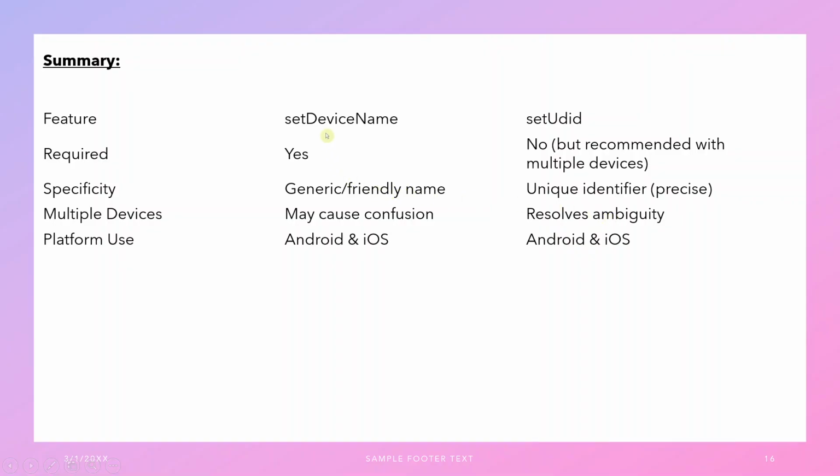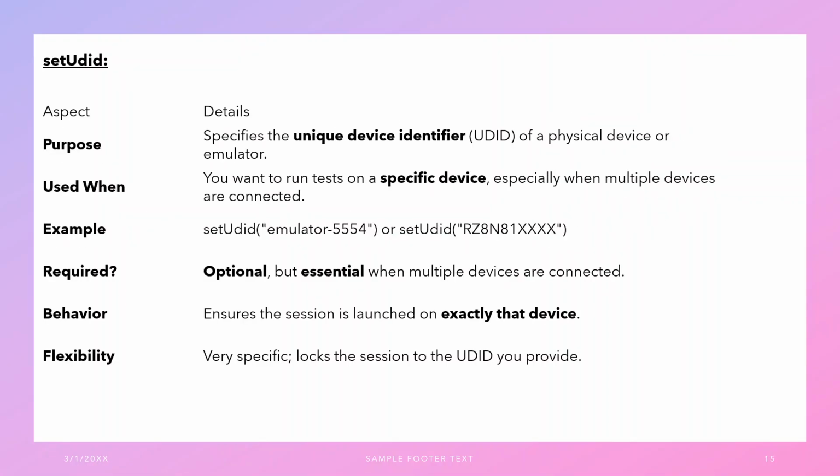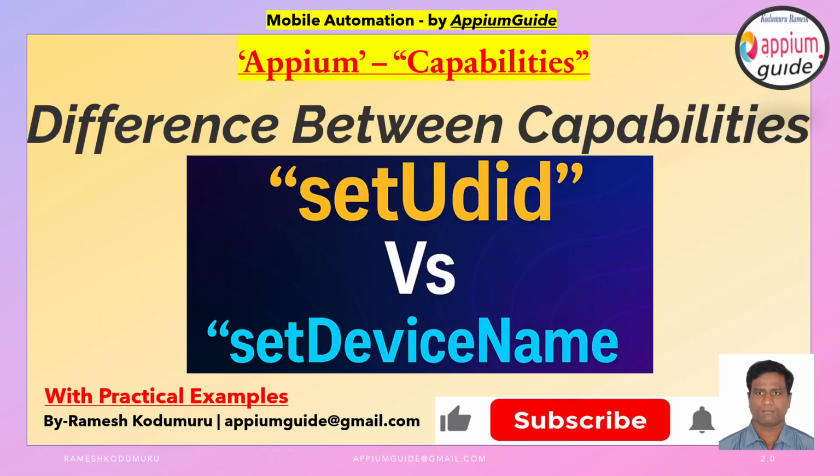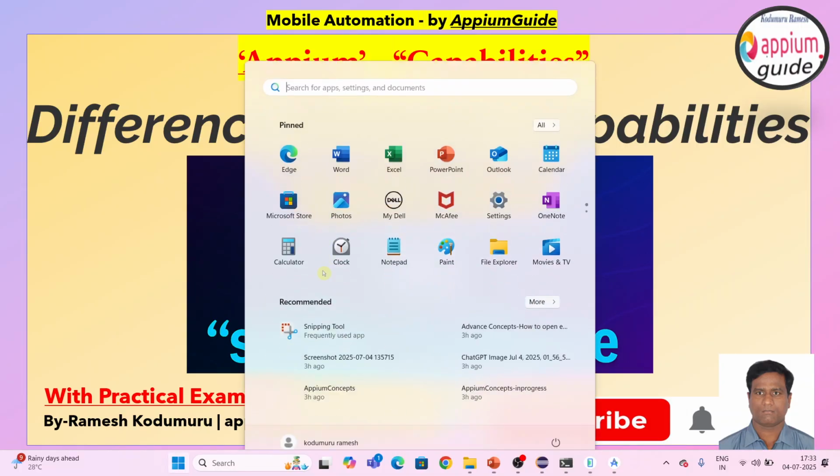And if you use the setDeviceName capability, it may cause confusion. It can be used for Android and iOS. The same case with setUdid. So this is the difference between setUdid and setDeviceName. As per our requirement, we need to select the capability here.